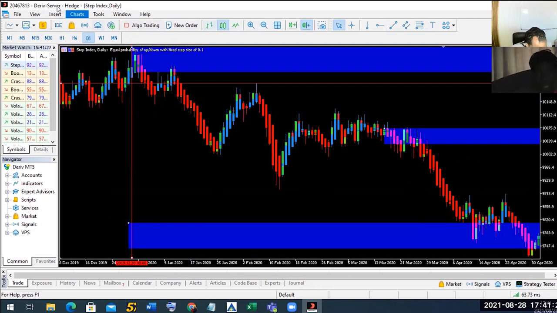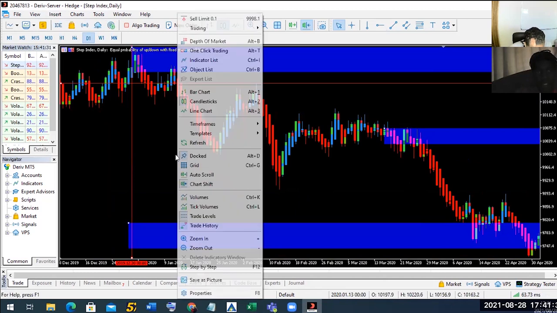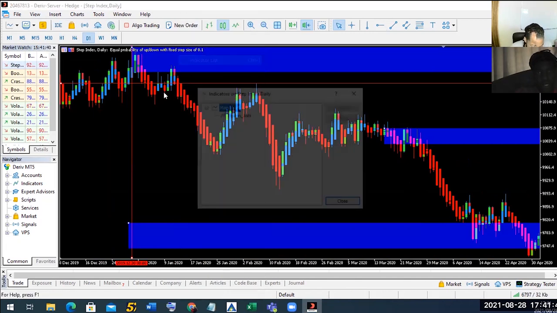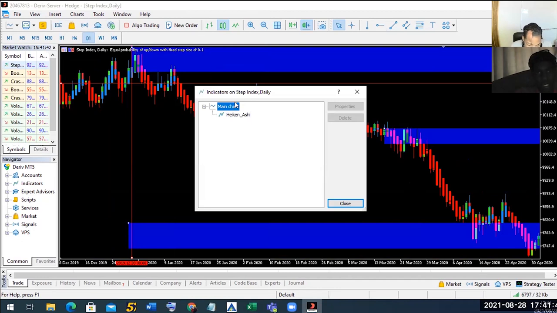Right. How do I go back to normal candlesticks? You can right click on the screen. Yeah. Then what? Indicator list. It's like the fifth thing. I hate this platform, dude. Okay, and then I just delete this. Yeah.